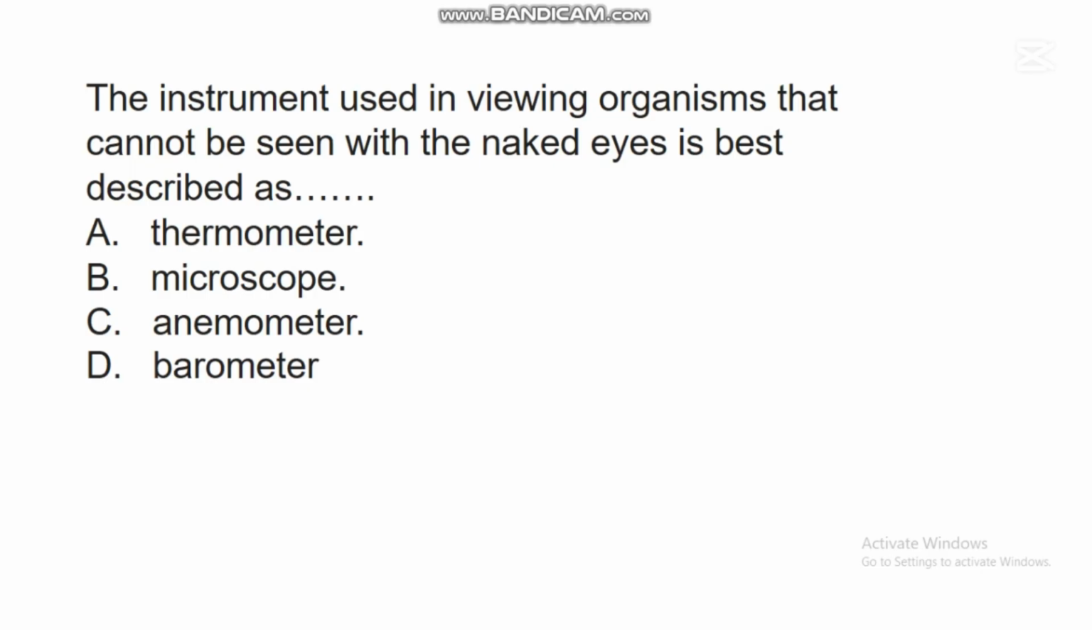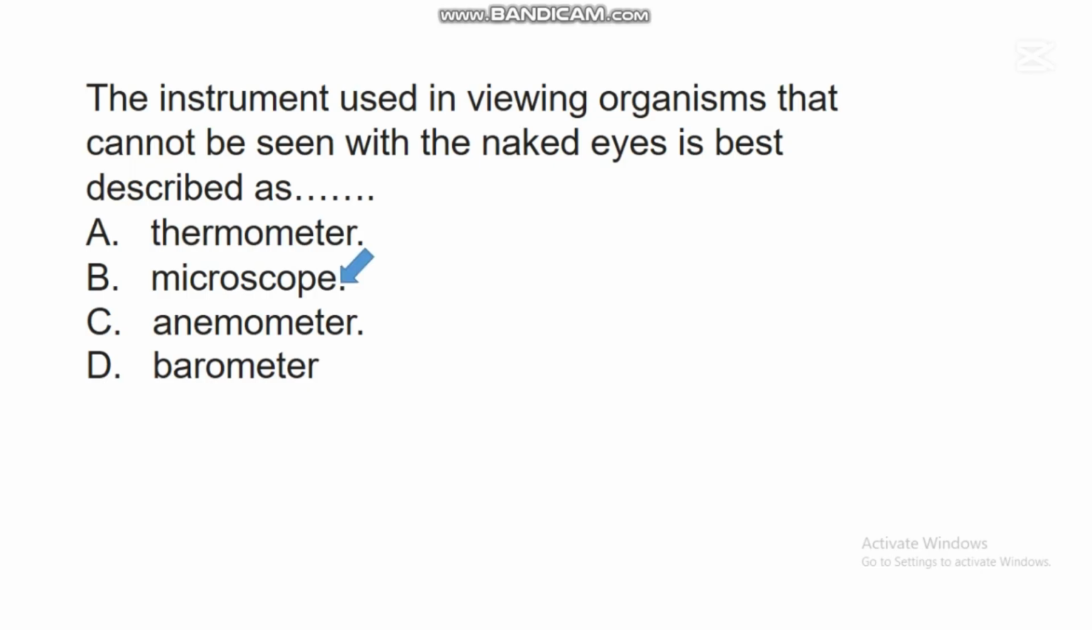The first question we have here says, the instruments used in viewing organisms that cannot be seen with the naked eyes is best described as dash. A. Thermometer. B. Microscope. C. Anemometer. D. Barometer. In this question, the correct answer is B.